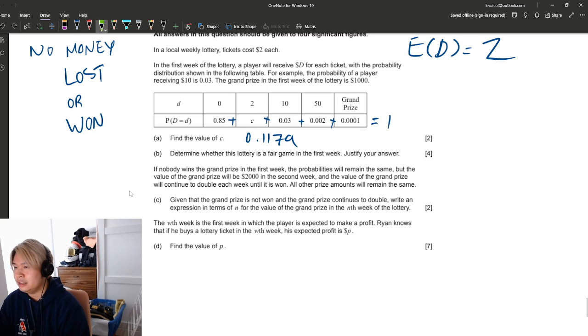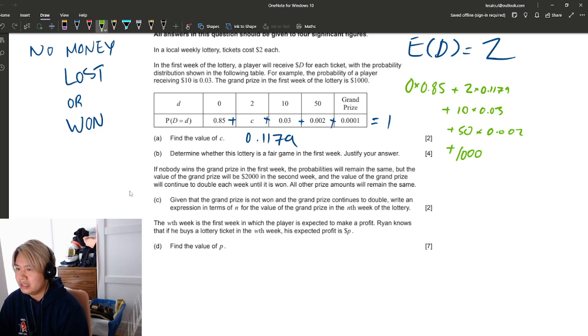I'm gonna write this in green right here. So for the sake of things, I'll actually write it out. You got 0 times 0.85. You got 2 times C. And again, we know what C is now. 10 times 0.03 plus 50 times 0.002 plus grand prize. Grand prize is $1,000.